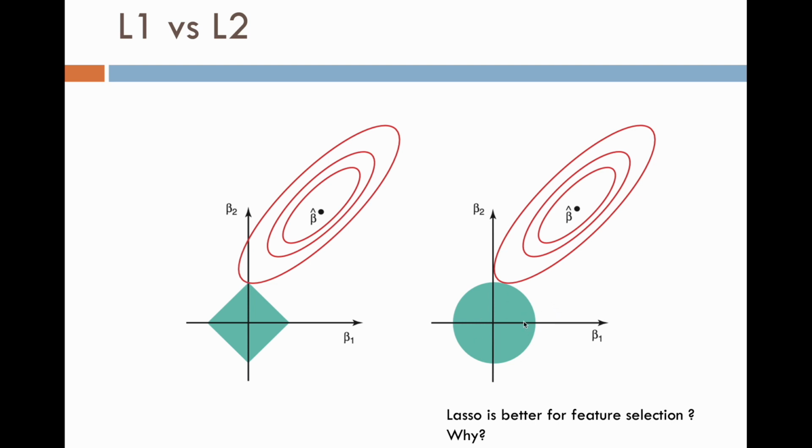Similarly, in case of ridge also, this will be a circle. This is the same thing, my original mean square loss, and I'll keep expanding, and wherever it meets, that meeting point will be my ideal beta 1 and beta 2 model coefficients, right? So what is the difference between L1 and L2, right?